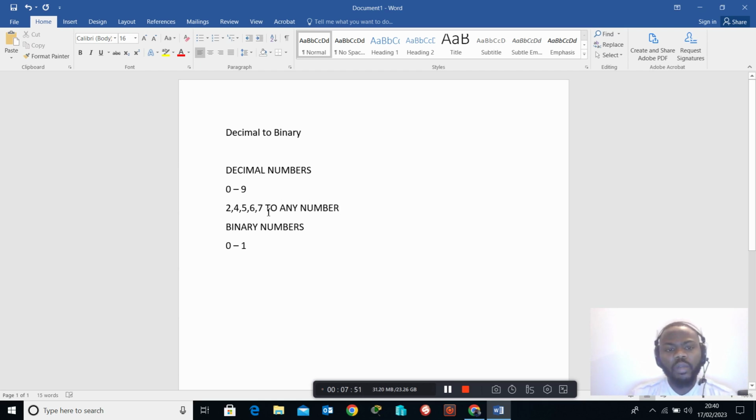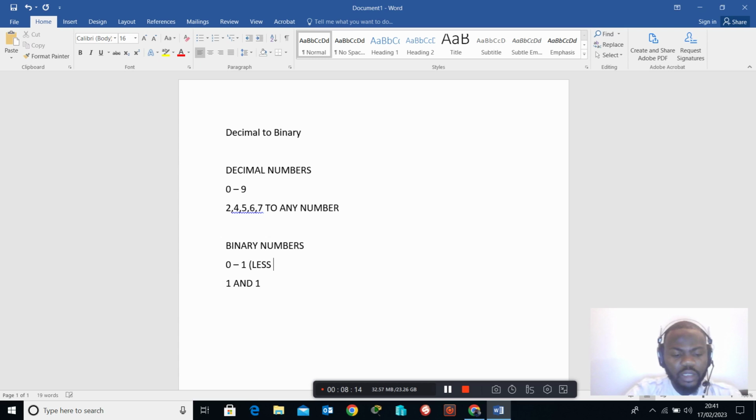They are decimal numbers. An example of binary numbers is just if you see 0 to 1. So we can only have 0 and 1. So binary numbers are numbers that are less than 2. Less than 2. That's what binary numbers are. And decimal numbers are numbers from 2 to any number. I think you understand that.